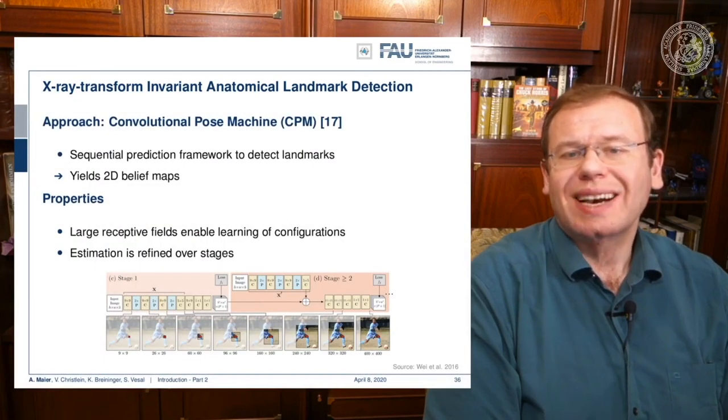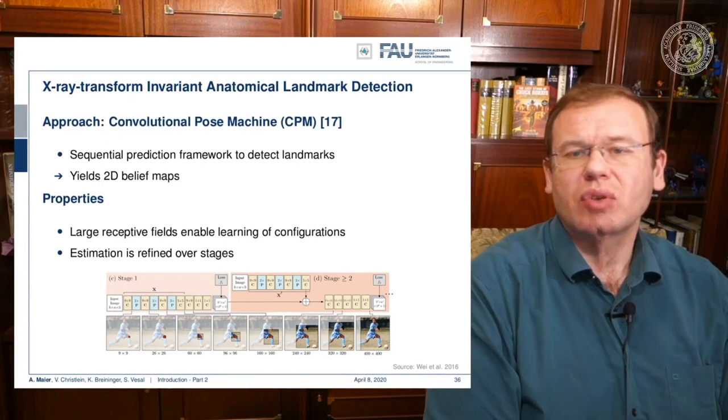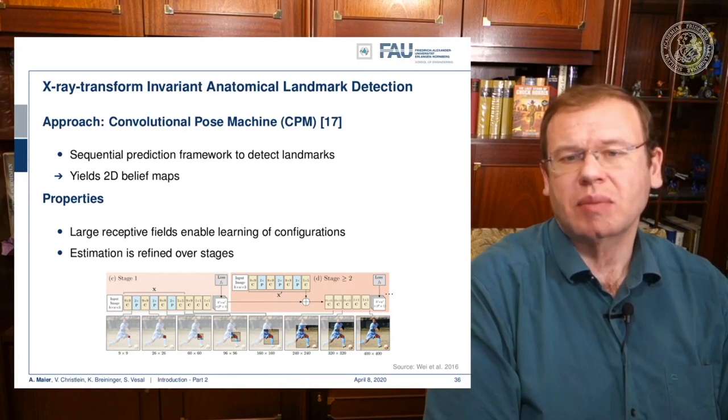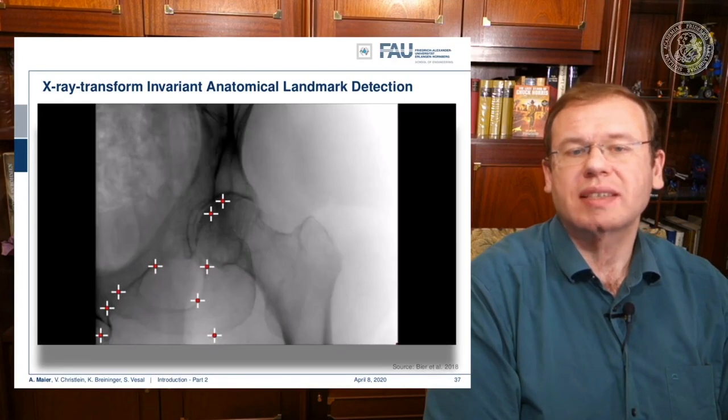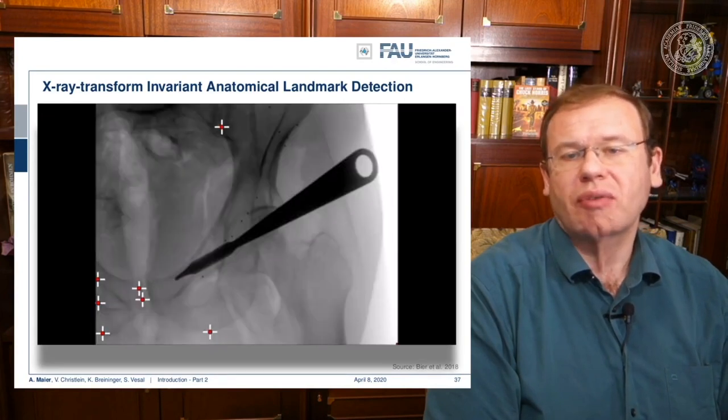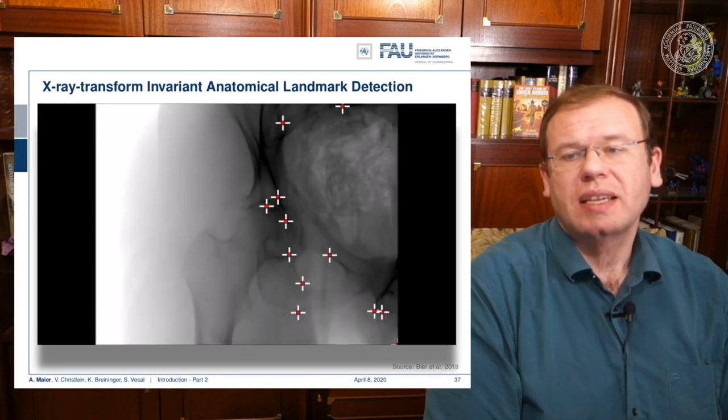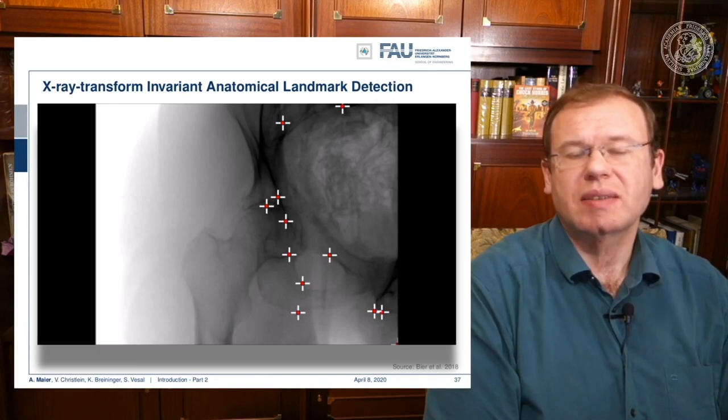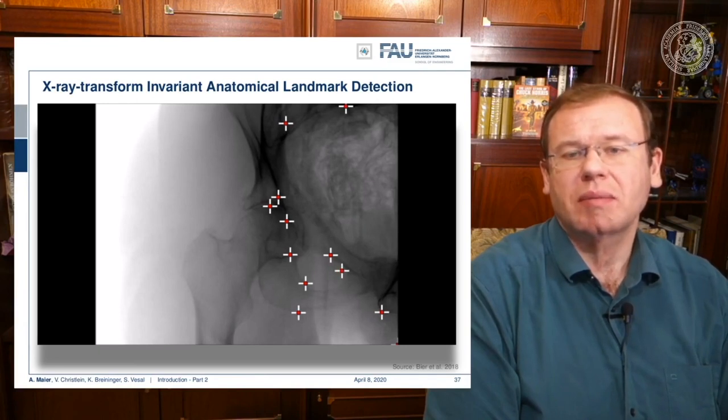So the idea here is that you use a convolutional pose machine. Here we essentially process each landmark individually and inform the different landmarks that have been detected in the first part about the other landmarks' positions. Then you process again and again until you have a final landmark position. Here you can see some results of the respective algorithm.